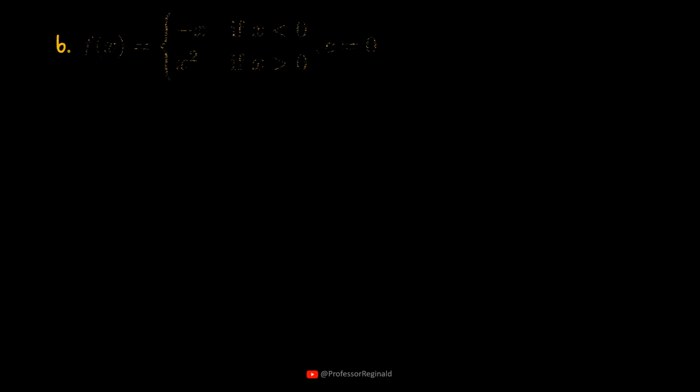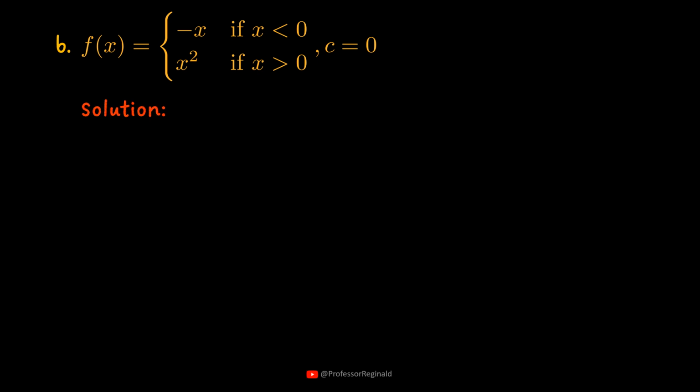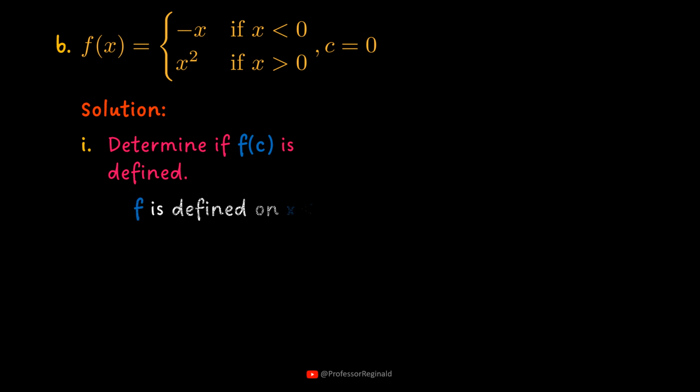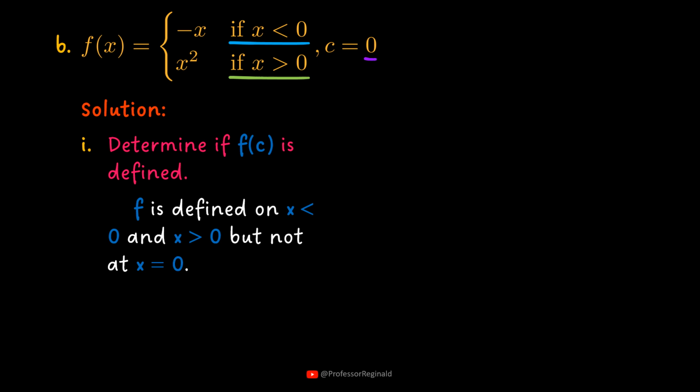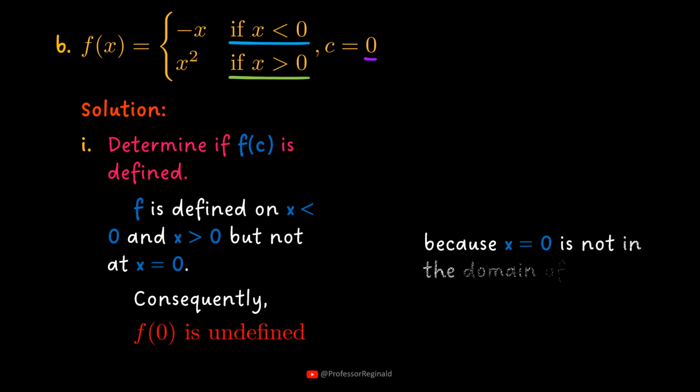b. F of x equals negative x, if x is less than 0, and x squared, if x is greater than 0, with c equals 0. Solution. First, determine if f of c is defined. F is defined on x less than 0 and x greater than 0 but not at x equals 0. Consequently, f of 0 is undefined. Because x equals 0 is not in the domain of f.